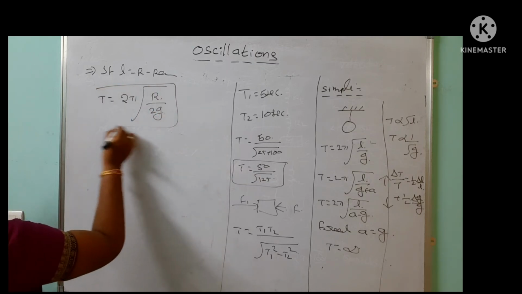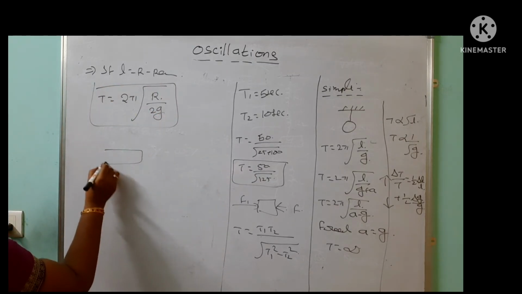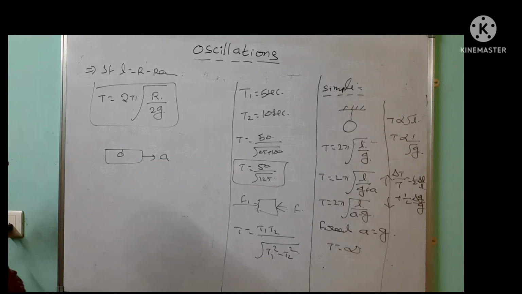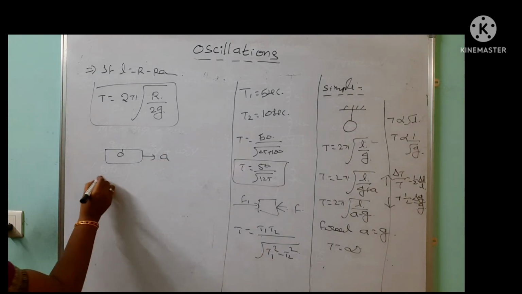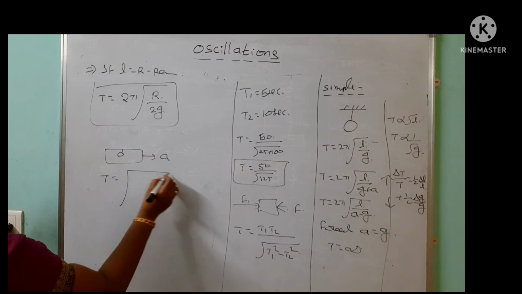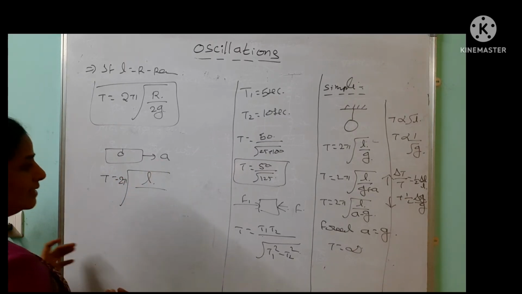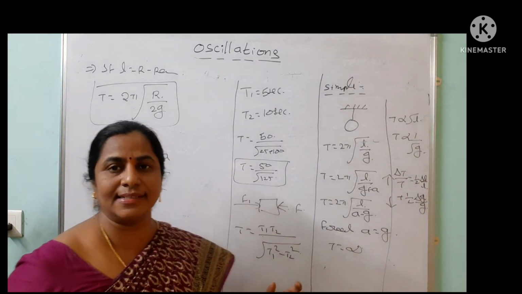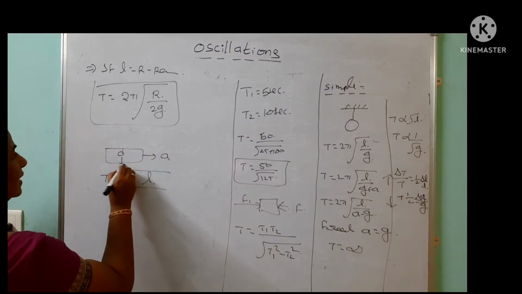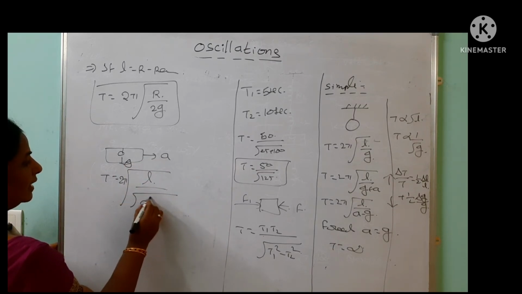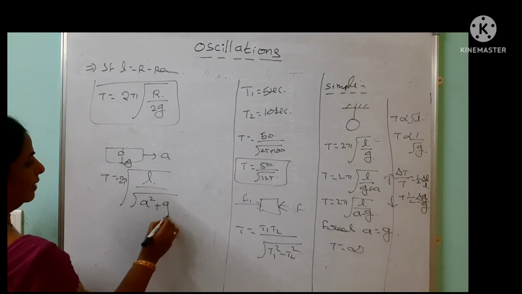These are the formulas. Like that, one vehicle is there. Here we are taking a simple pendulum. This car is moving with some acceleration a. Here, how to find out the time period? 2 pi into under root L by, here two accelerations are acting. One acceleration is acting downwards due to the earth's gravity, and both are perpendicular to each other, so we can take it as under root a square plus g square.